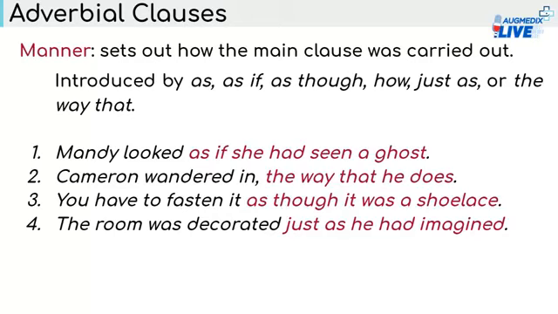In all these sentences, you can see that the adverbial clauses are describing the manner in how the action in the main clauses took place or went about. Okay? Like Mandy looked as if she had seen a ghost. Mandy looked what or how? How did Mandy look? She looked as if she had seen a ghost.